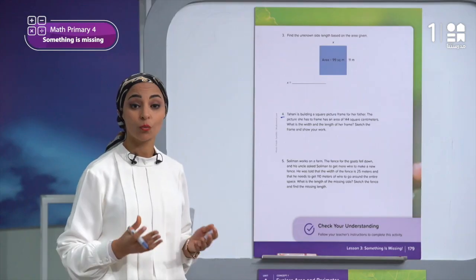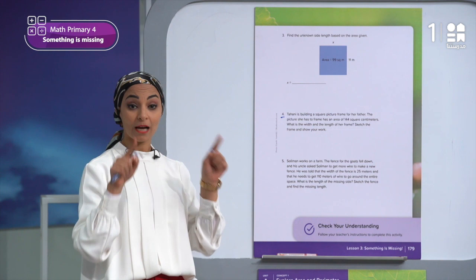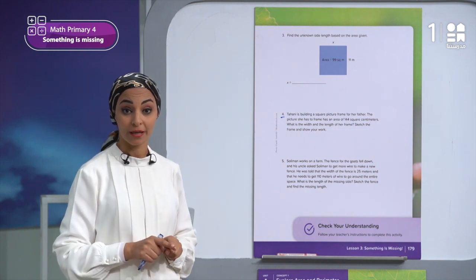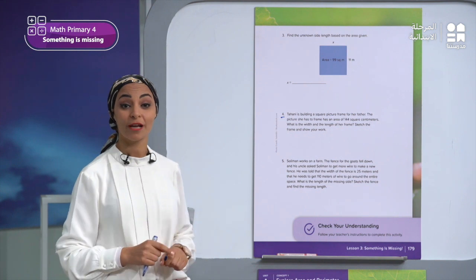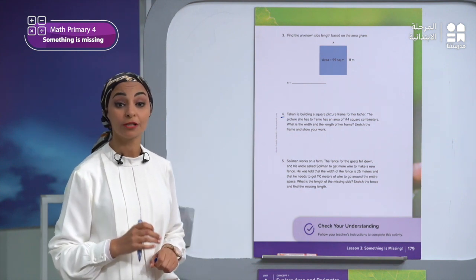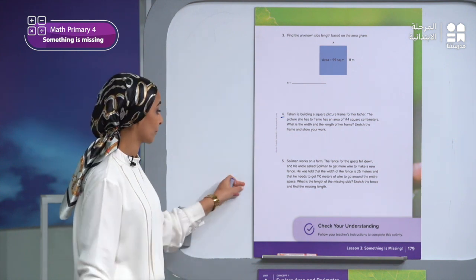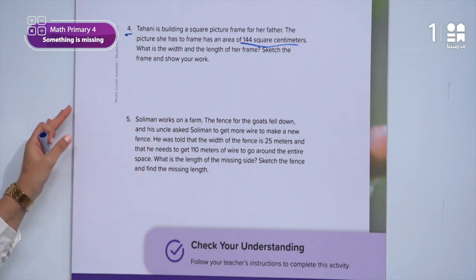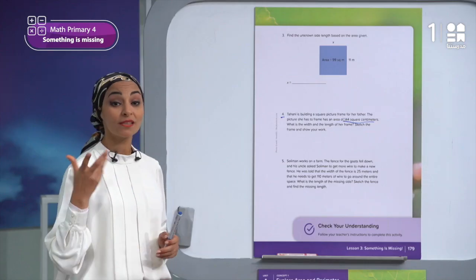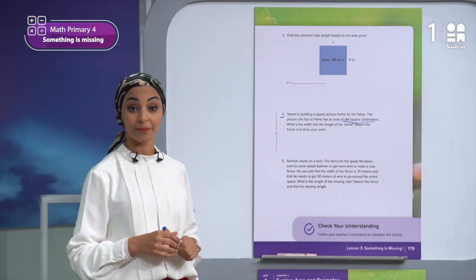Tahani is building a square picture frame. عايزة تعمل frame for her father. Okay? Frame للpicture بتاعت الفاذر بتاعها. The picture she has to frame has an area of 144 centimeters square. Okay, الاريا بتاعتها 144 centimeters square. What is the width and the length of her frame?